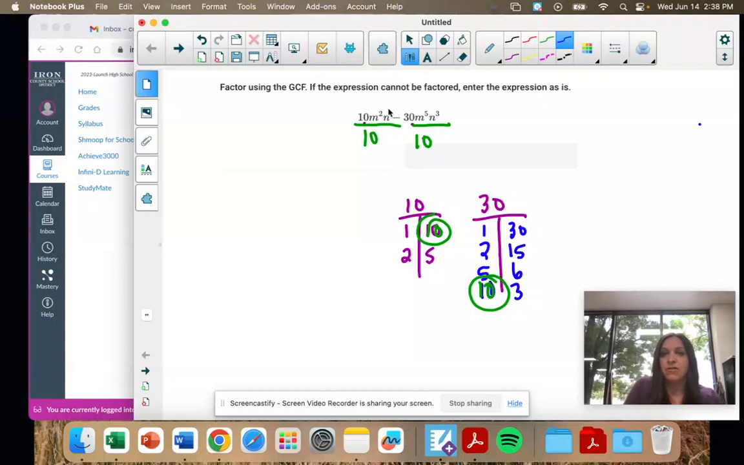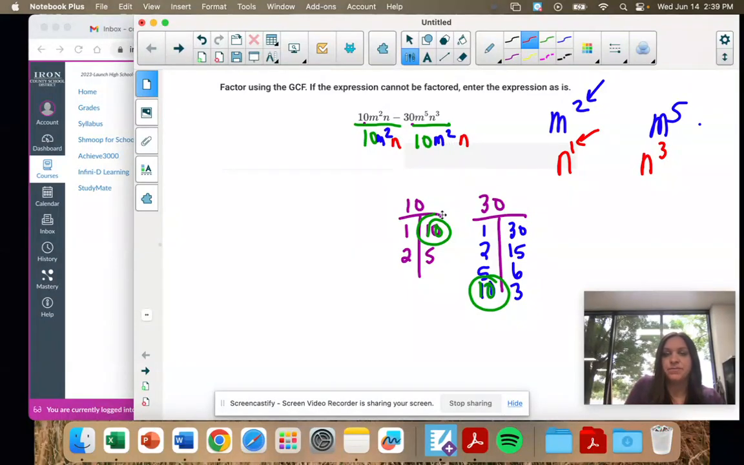Then we're going to look at our variables and look for the smallest exponent. So we have m squared and m to the fifth. Smaller is squared. M squared. Now we're going to look at our n's. We have n and n to the third. That's 1. So that's our smaller one. N. So our greatest common factor for both of these is 10 m squared n.